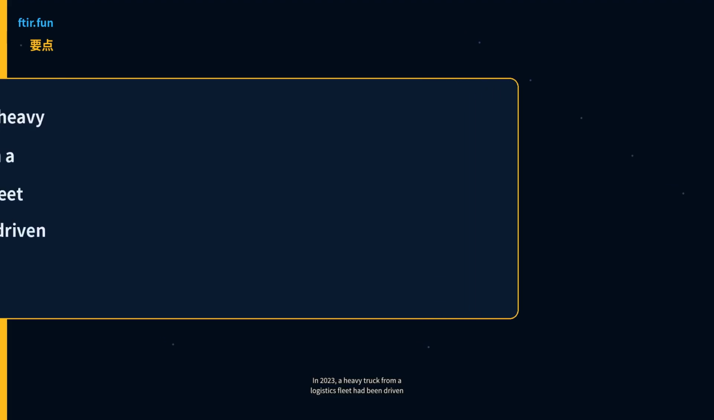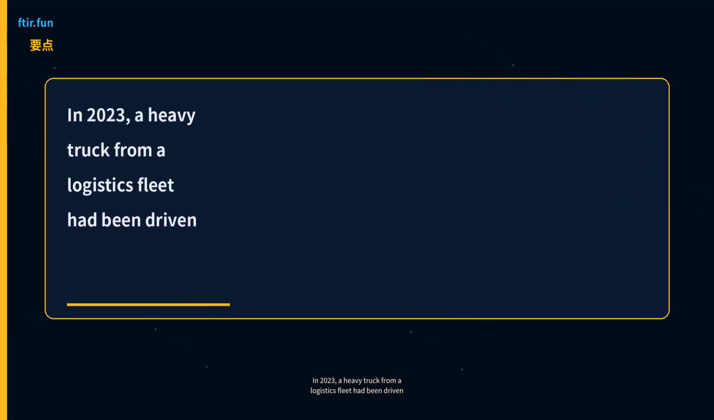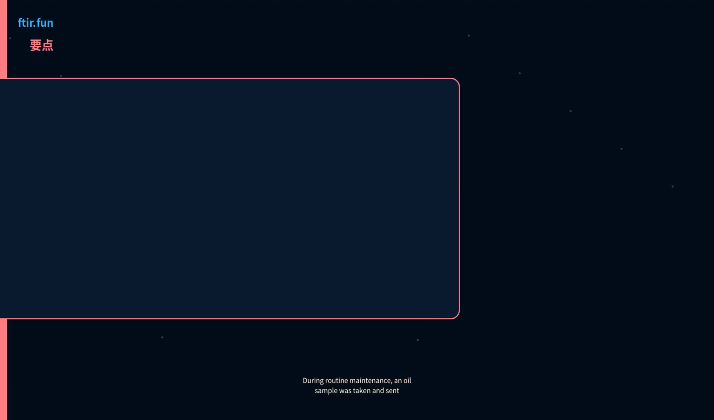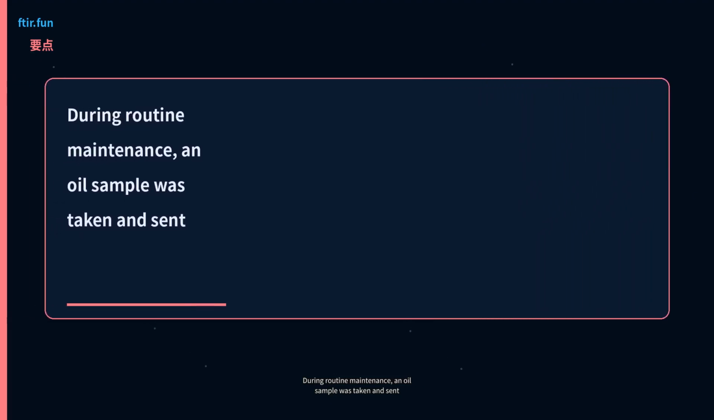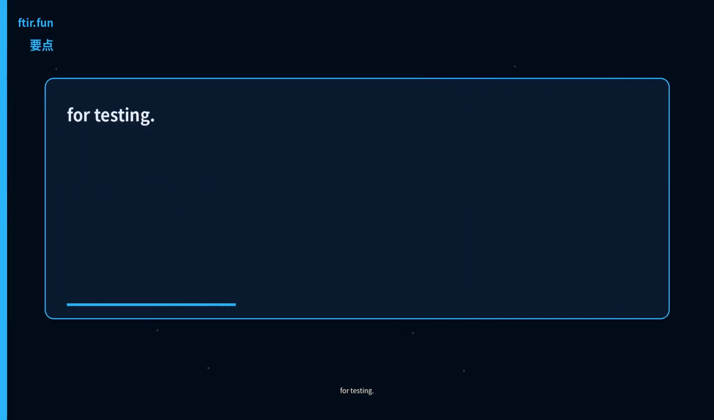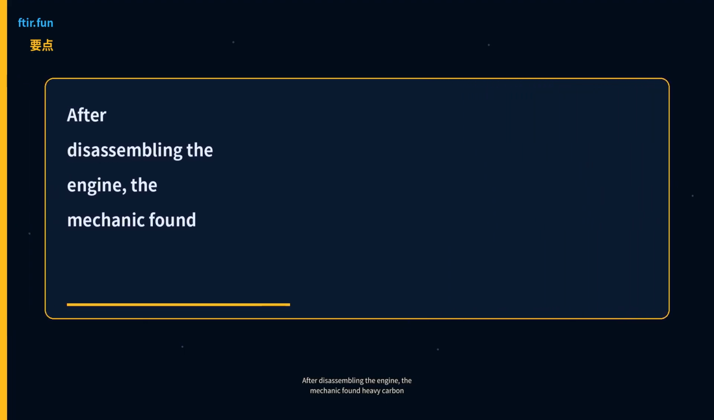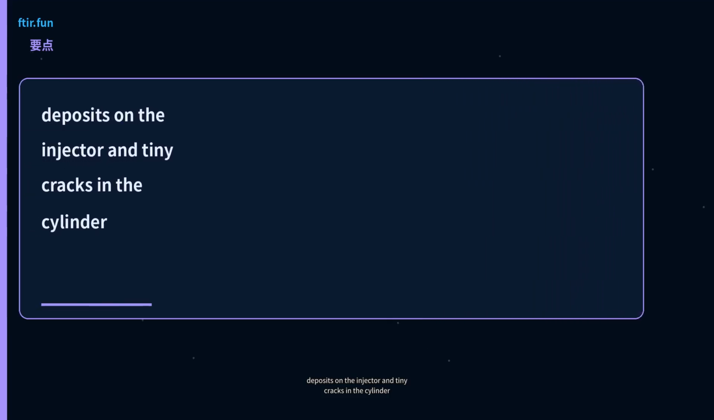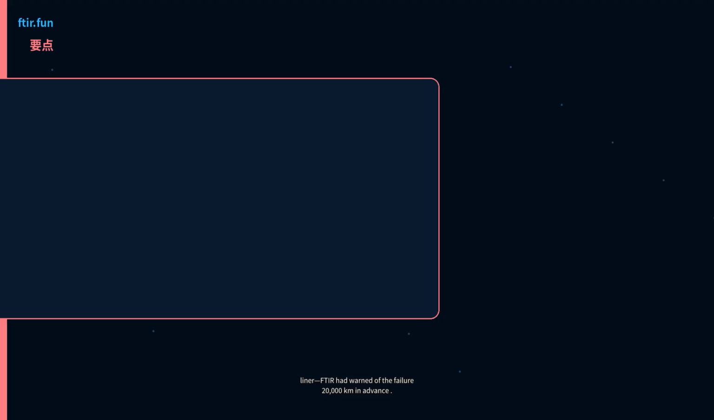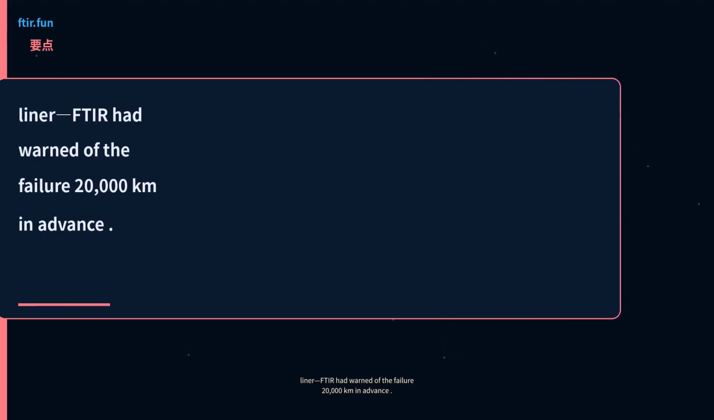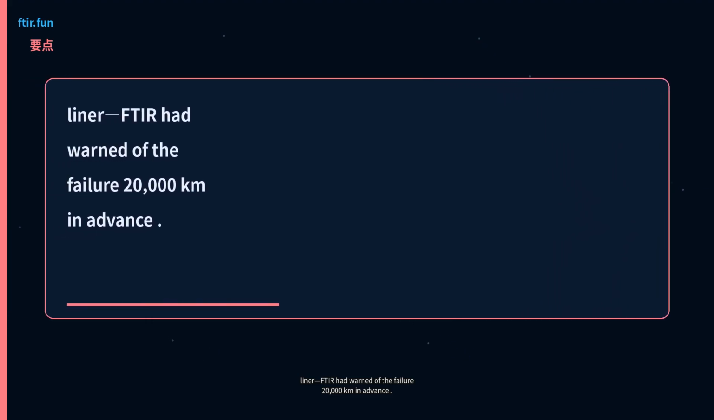In 2023, a heavy truck from a logistics fleet had been driven 80,000 kilometers. During routine maintenance, an oil sample was taken and sent for testing. After disassembling the engine, the mechanic found heavy carbon deposits on the injector and tiny cracks in the cylinder liner. FTIR had warned of the failure 20,000 kilometers in advance.